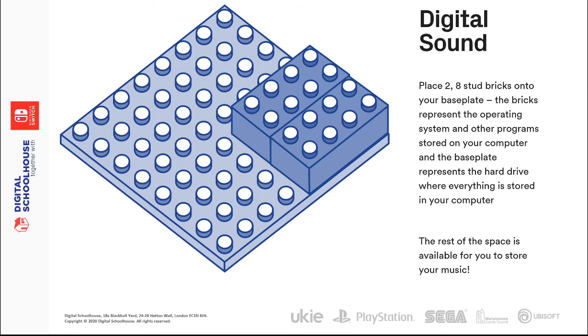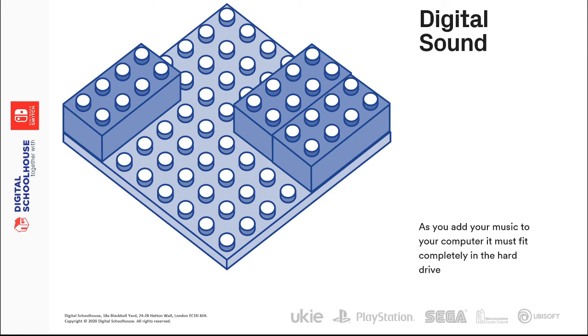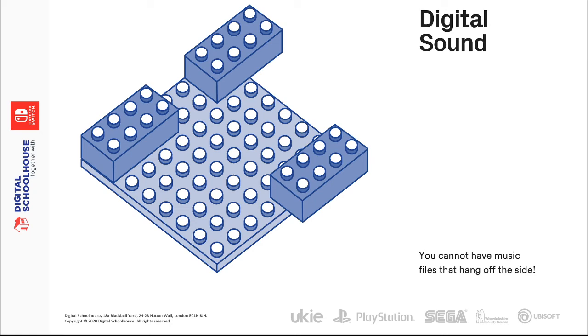So here is an example. You could do this yourself if you've got a bit of Lego at home. Place 2 8-stud bricks onto a base plate, and the bricks represent the operating system and other programs stored on your computer. And the base plate represents the hard drive where everything is stored. The rest of the space is available for you to store your music. So you start to add your music, but you need to fit it completely in the hard drive. You can't have a song that hangs off the side like this.